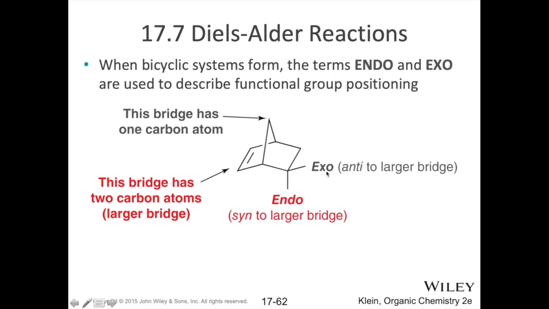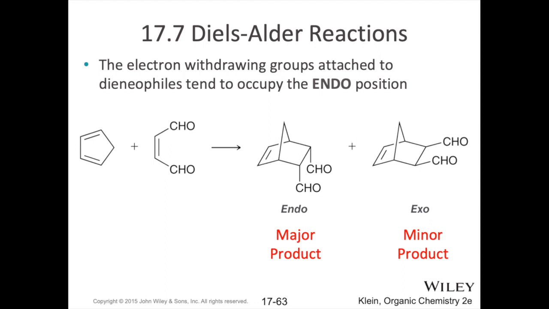Now, notice that with your exo product, if it's anti to that larger bridge, that's a good thing from a steric standpoint, right? The bulkiness of this and the bulkiness of whatever is over here, they're not clashing as much as if you have them in that endo position, right? There's some steric hindrance in between these two groups otherwise. So while you would think that your sterics would determine the product and you'd expect that the sterically more stable exo product should be the major product, that's actually not the case. We wind up seeing that the endo product is our major product, whereas our exo product is the minor product, even though it's more sterically stable.